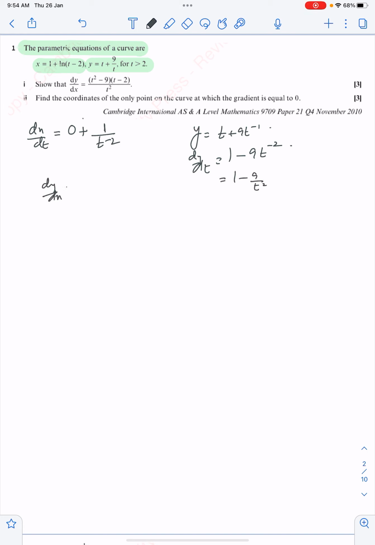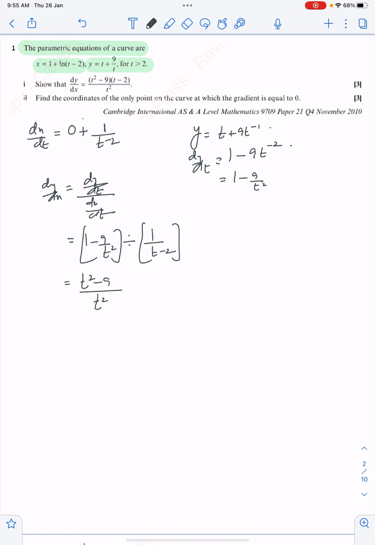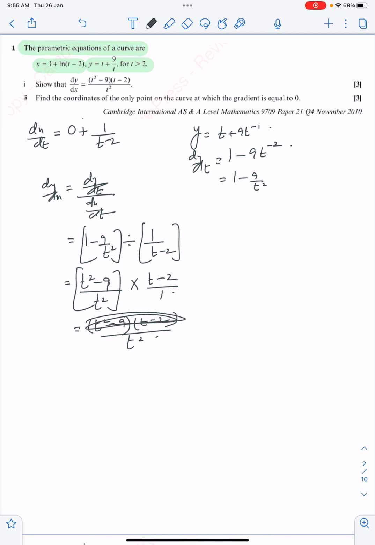Okay, dy by dx is going to be dy upon dt divided by dx upon dt. dy upon dt is 1 minus 9 upon t squared, divided by dx upon dt, which is 1 upon t minus 2. Okay, let's take out the LCM, multiplied by t minus 2 upon 1. This will become (t squared minus 9) into (t minus 2) upon t squared. This is what we had to prove in the first part.